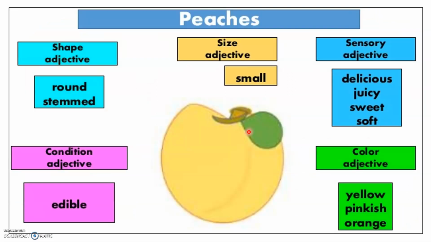For example, look at the peach that you have here in this page. We can describe the size as small. We can describe the shape as round. We can describe the color as yellow. We can describe the taste. It's delicious. It's juicy, sweet, and whatever.